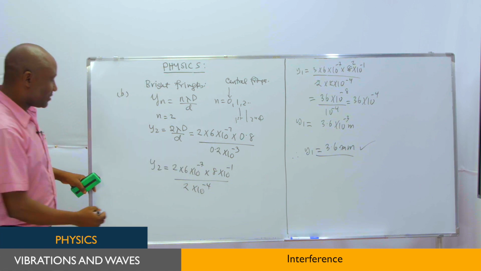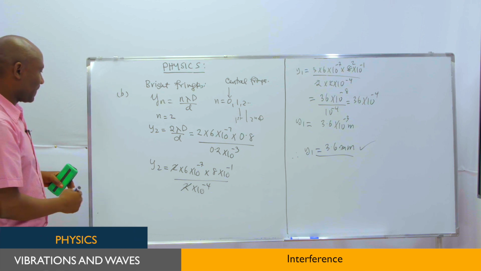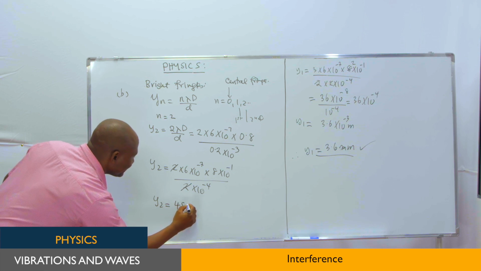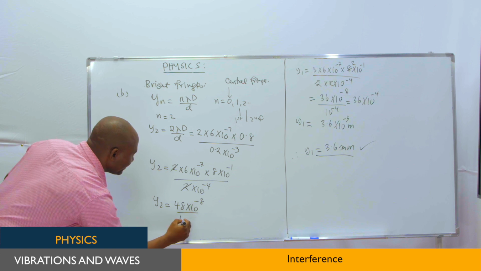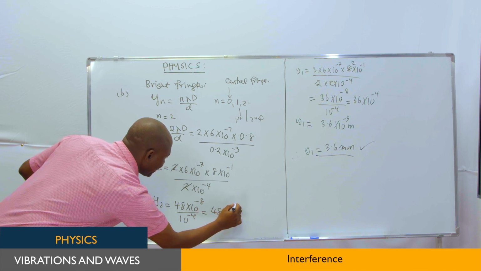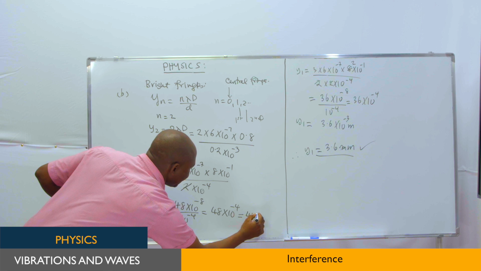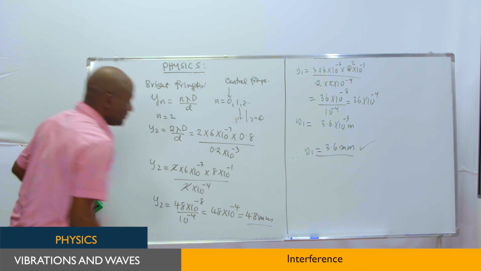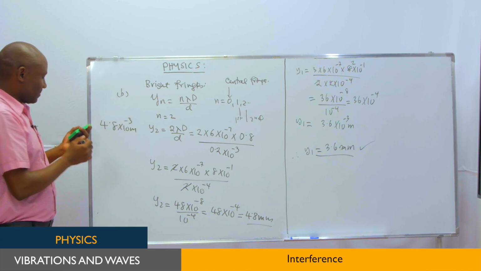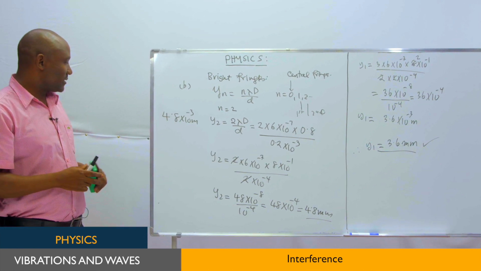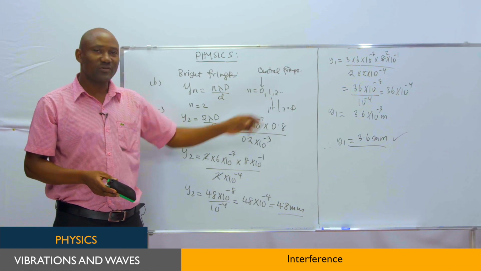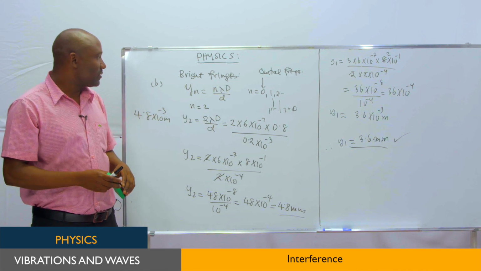Convert this one. So this 2 and 2 cancel out. So you have 6 times 8, 48, times 10^-8 divided by 10^-4. This is 48 times 10^-4, which is the same as 4.8 millimeter. It's 4.8 times 10^-3 meter. So we can see now the formulas are well known, but the problem is how to choose the order. That's the end of example 1.